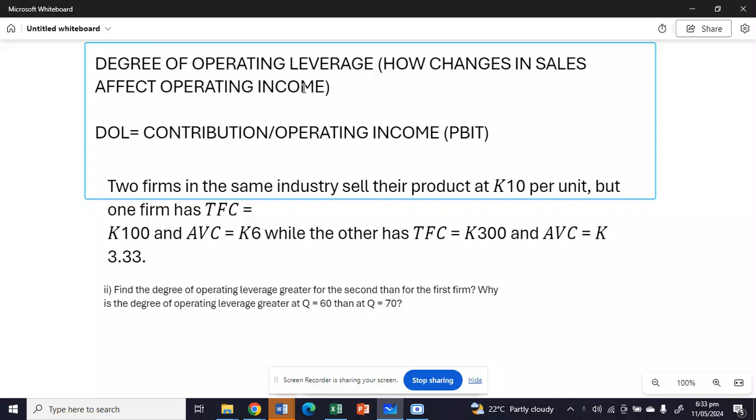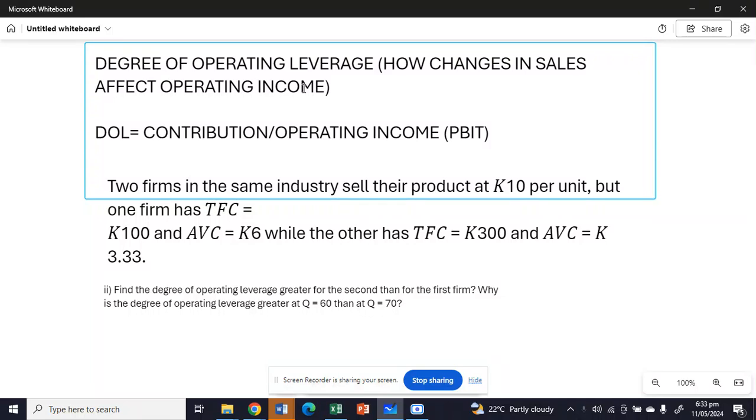All right, colleagues. So today we're looking at the degree of operating leverage. This basically tells us how a change in sales affects operating income. Operating income is the profit before interest and taxes.